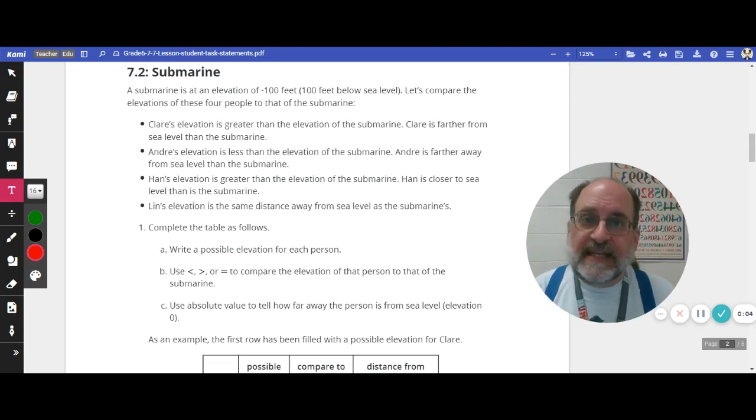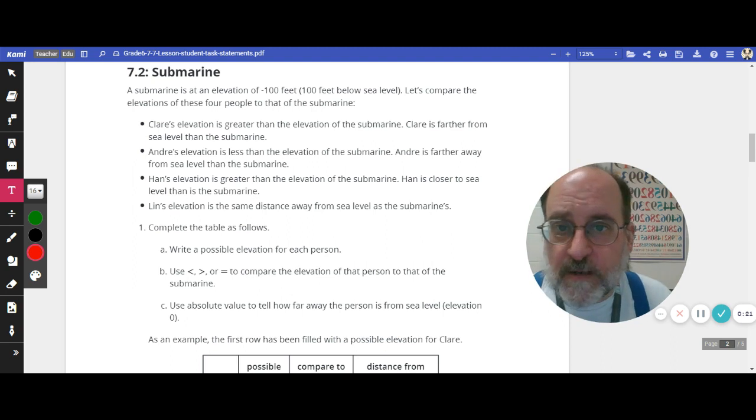This is Unit 7, Lesson 7, Activity 7.2, where we're talking about people, elevations, and a submarine. So a submarine is at an elevation of negative 100 feet, 100 feet below sea level. Let's compare the elevations of these four people to that of the submarine.